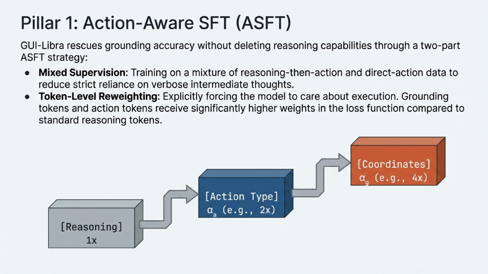Our solution is Pillar 1, Action-aware SFT, or ASFT. GUI-Libra rescues grounding accuracy without deleting the model's reasoning capabilities using a two-part strategy. First, mixed supervision. We train on a mix of reasoning then action data and direct action data to reduce reliance on overly verbose thoughts. Second, token-level reweighting. We explicitly force the model to care about execution by giving grounding and action tokens significantly higher weights in the loss function compared to standard reasoning tokens.